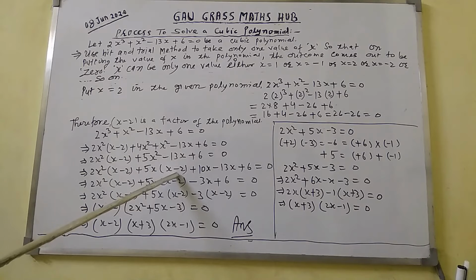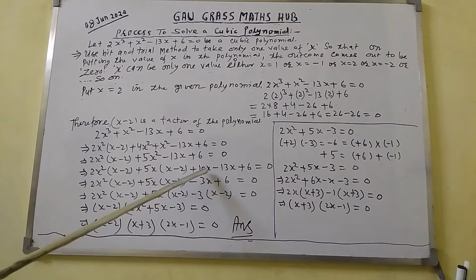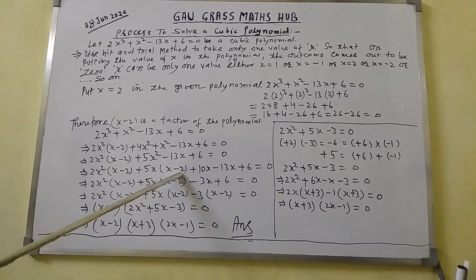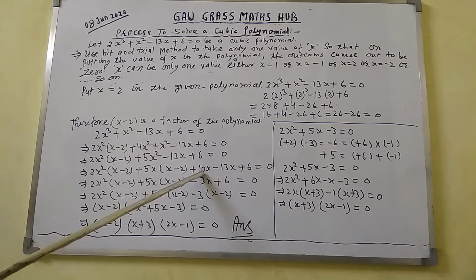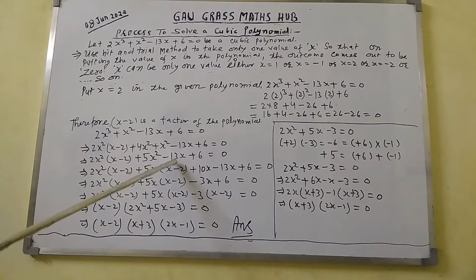Now for the second term, multiply minus 2 to plus 5x, it will come out to minus 10x. So here you add plus 10x, so that minus 10x will be added to plus 10x, and the outcome will be 0. So that things will be matched together. After that write the same thing, minus 13x plus 6, I have written here.